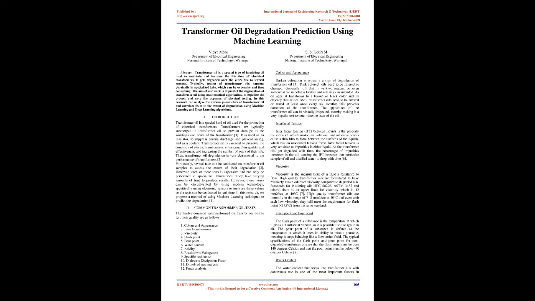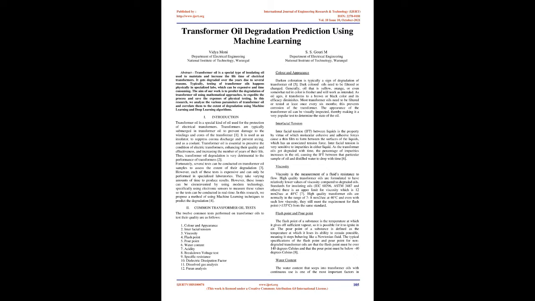Viscosity. Viscosity is the measurement of a fluid's resistance to flow. High-quality transformer oils are formulated to have relatively lower values of viscosity compared to degraded oils. In standards for insulating oils, IEC 60296, ASTM 3487 and others, there is an upper limit for viscosity, which is 12 mm²/s at 40 degrees Celsius. High-quality transformer oils are normally in the range of 7 to 8 mm²/s at 40 degrees Celsius, and even with such low viscosity, they still meet the requirement for flash point, 135 degrees Celsius, from the same standard.